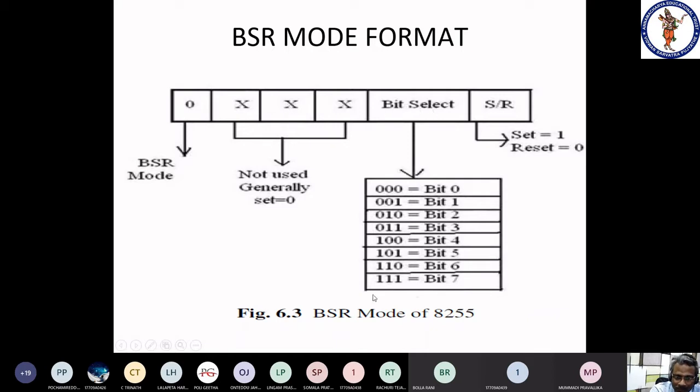Suppose this bit selection is 1111. That means you are selecting bit 7 of port C. Bit 7 of port C is PC7. That PC7 bit, you can make it either set or reset.